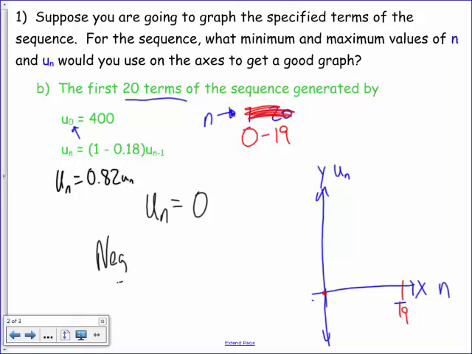Well, if I simplify my recursive formula, I have u of n equals 0.82 times u of n minus 1. So basically, if I keep multiplying the previous term by 0.82, will I ever get a negative number? No, I'll just keep getting smaller and smaller and smaller. So I could start at 0. That's a good starting point.